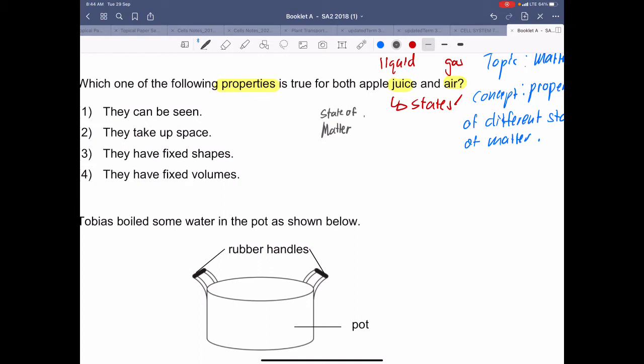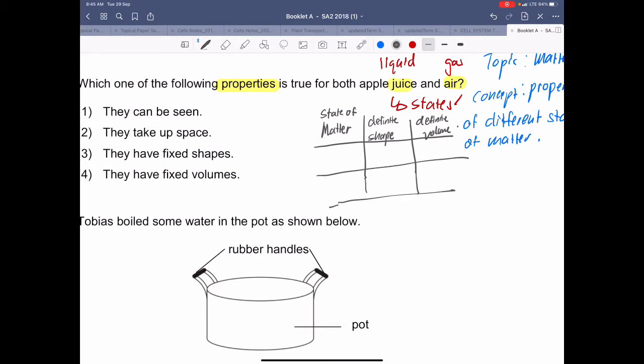And then after that, I put here definite shape. The next one is definite volume. Please excuse my writing because I'm trying to really save time. We have three different states to look at. We have solid, liquid, and the last one is gas.